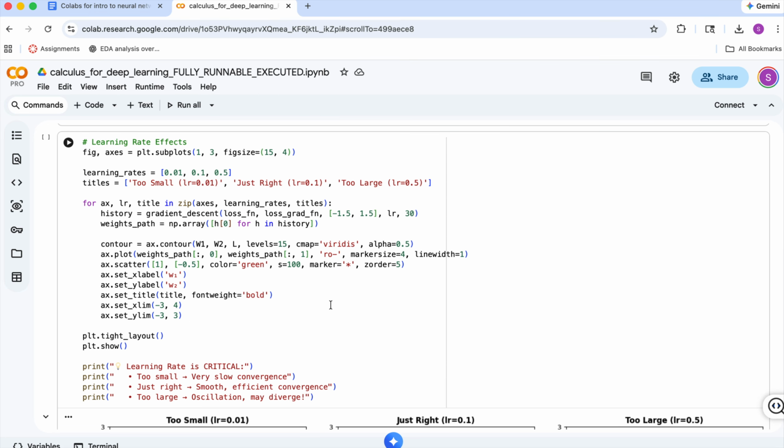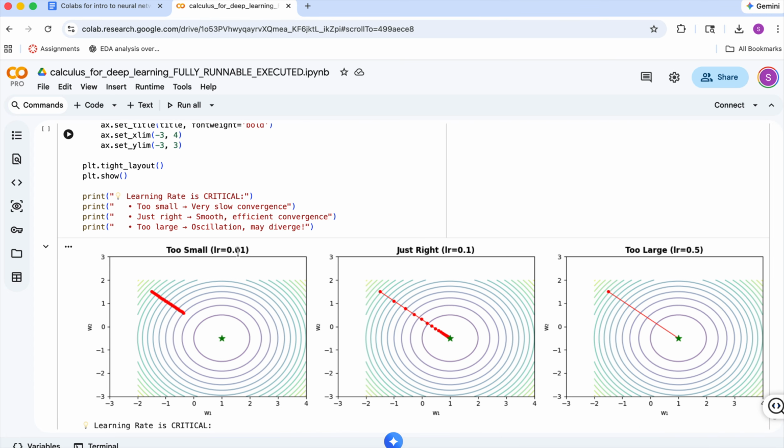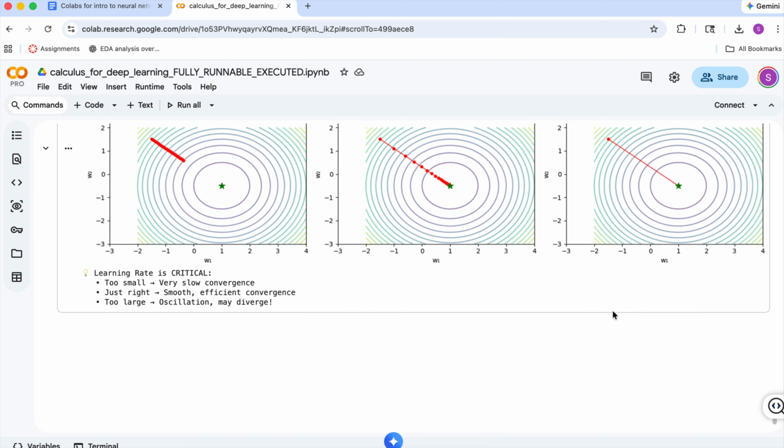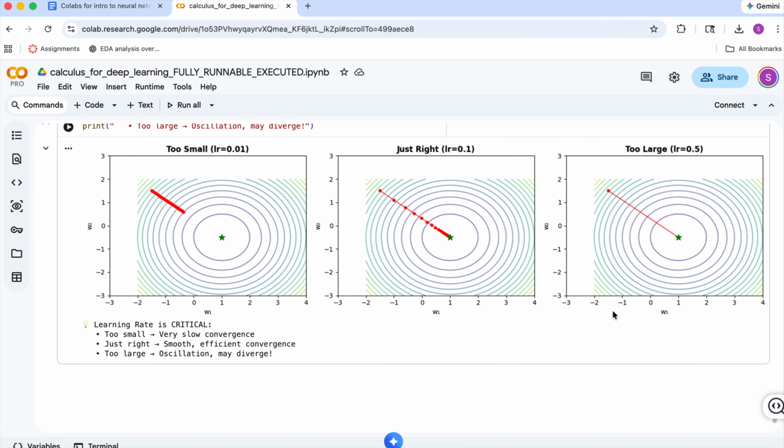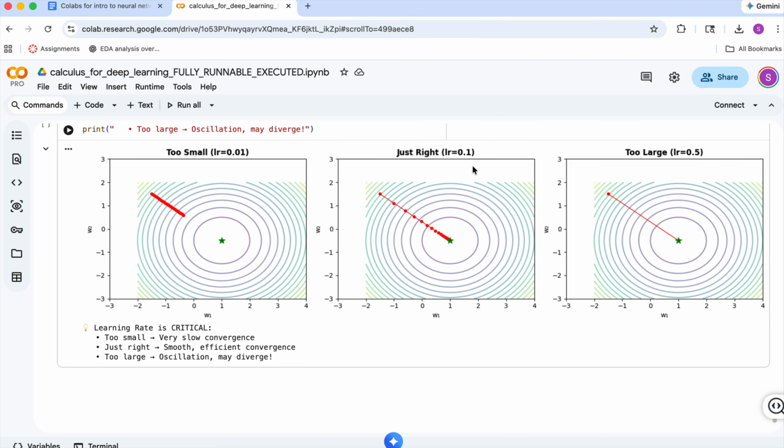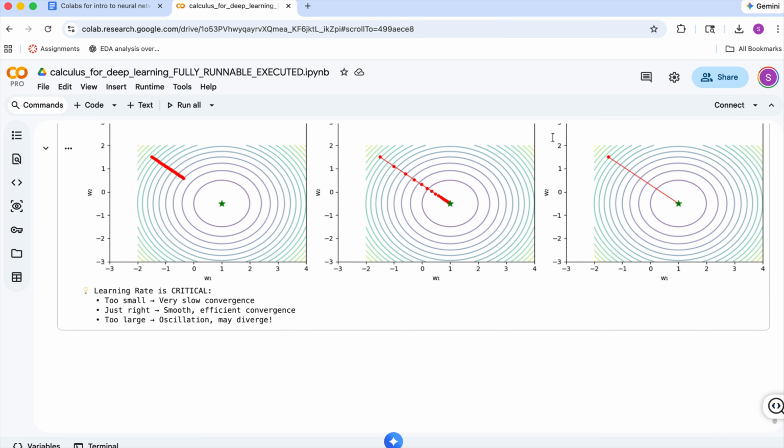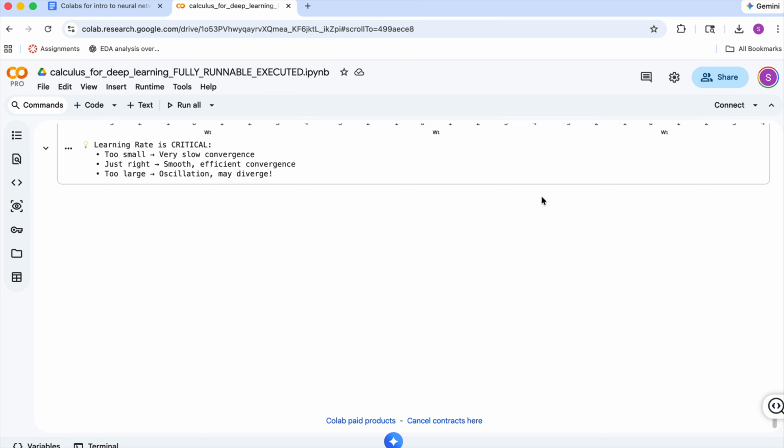In the last cell, we compare three learning rates side by side on the same loss surface. A too small rate makes tiny steps and converges slowly. A just right rate converges smoothly, and a too large rate overshoots and can diverge, showing why learning rate tuning is so critical in training neural networks. So that's it for this notebook. Thank you.